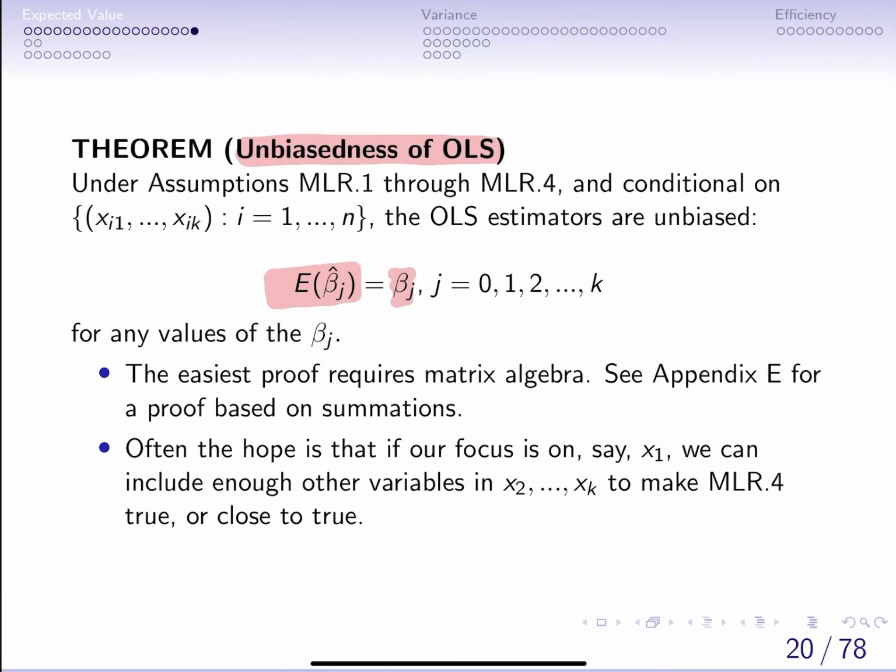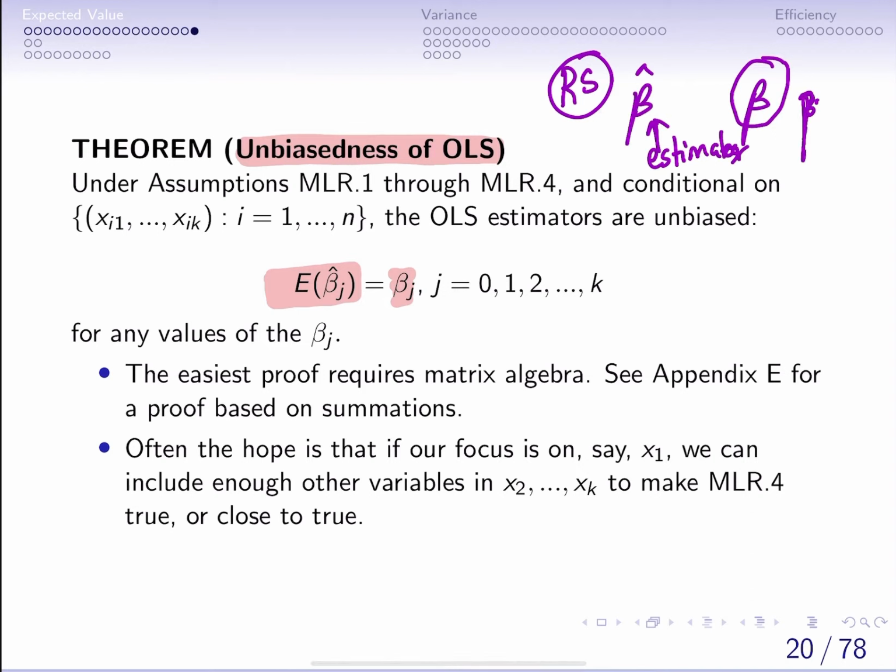So the difference between your beta hat and beta is that when we talk about beta hat, these are our estimates, right? This is an estimator, coming from the random sample that we've drawn from a population. And this is what the population parameter is. Okay.